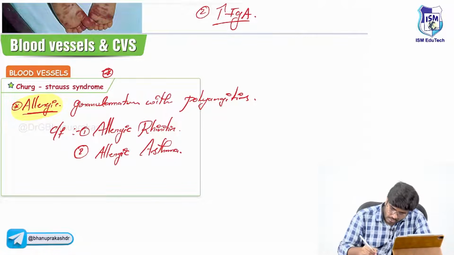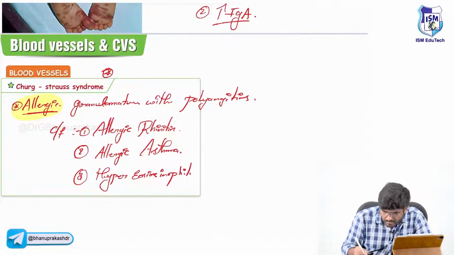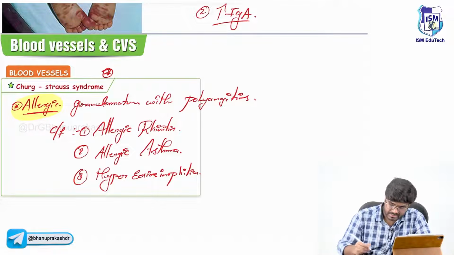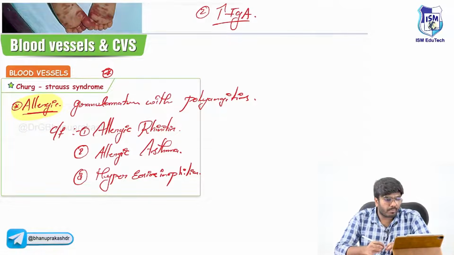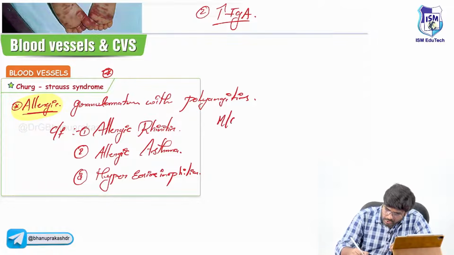The eosinophils are going to be high, hypereosinophilia. So the eosinophil count is going to be more. Peripheral eosinophilia is going to be seen, allergic asthma is going to be seen, allergic rhinitis is going to be seen. So it's a small vessel vasculitis associated with allergies. Done. Now one MCQ: what is the most common cause of death?